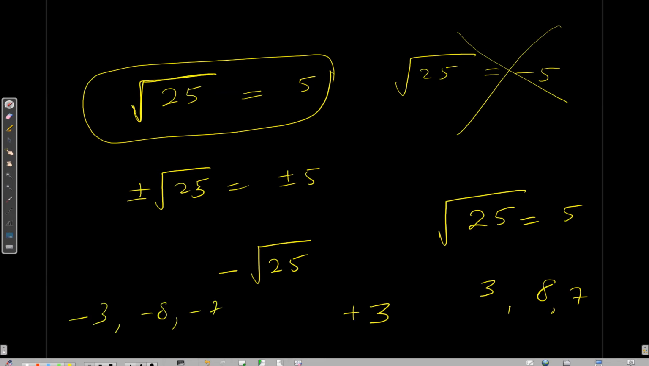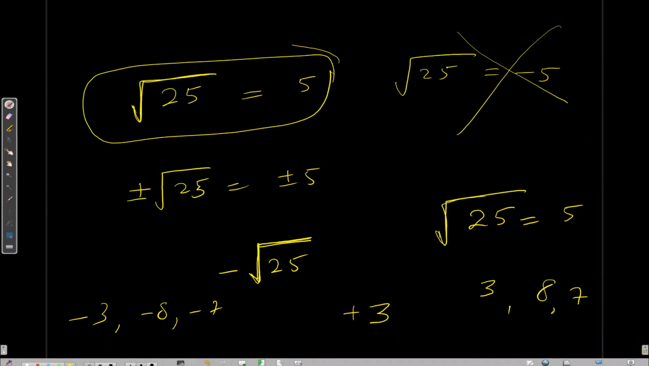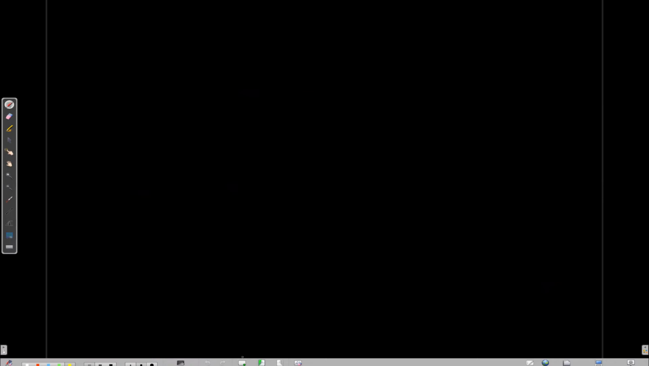But for a positive number, normally we don't put a positive sign, exactly like that in front of a radical sign. If you don't see any sign, that means we are only talking about the positive part. That's another place to understand.